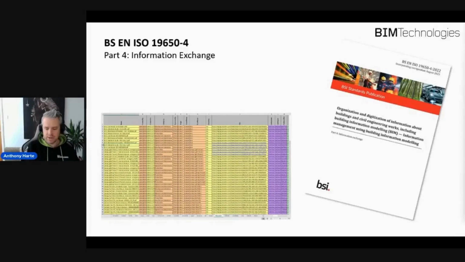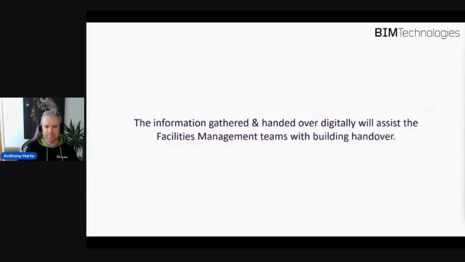And the idea is that it is not intended to be human readable. It's intended for transferring of data from one system to another. So that would be then the way of transferring the construction information across into the facilities management information. So part 4 details the information exchange, and that is typically using COBie.